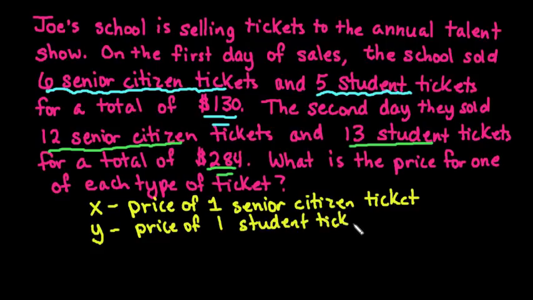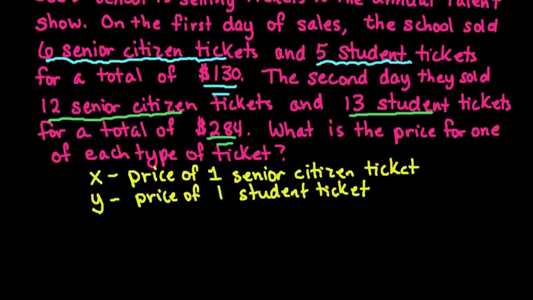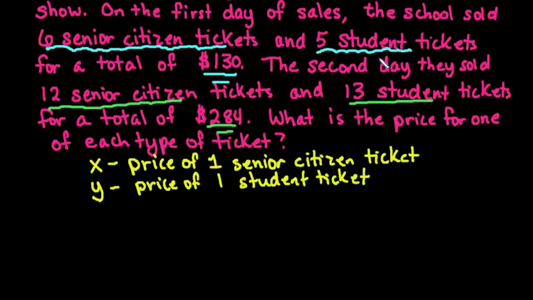Okay, so now once you've identified your variables, you're going to set up your equation. And to set up your equation, we're going to pull out that important information that I already underlined. So I had 6 senior citizen tickets, so that means that I have 6 x's, plus I have 5 student tickets, which I used y for, and that cost a total of $130. So combined, if I added these all up, it would be $130.